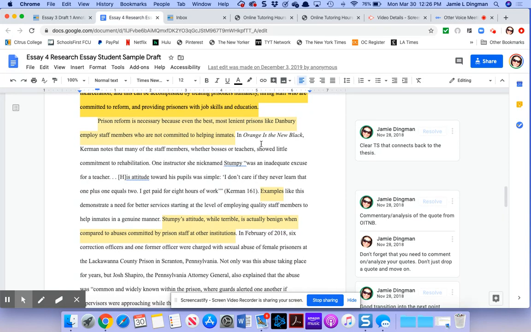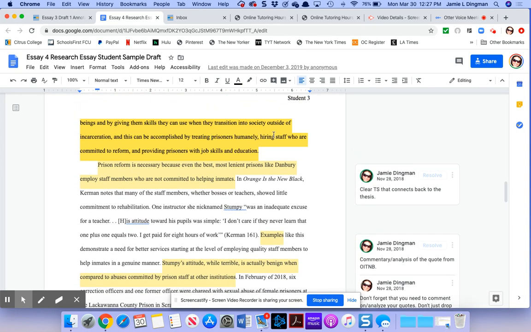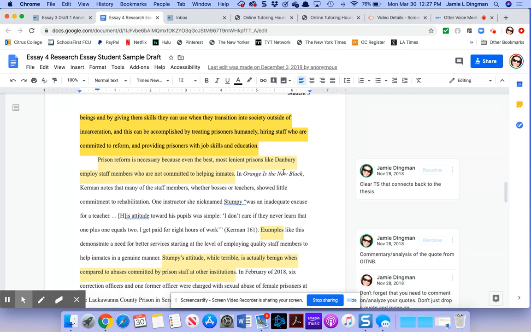So we can see there's a clear topic sentence. Prison reform is necessary because even the best, most lenient prisons like Danbury employ staff members who are not committed to helping inmates. So this is a clear topic sentence that connects back to the thesis, right? It comes right out of the thesis point, hiring staff.